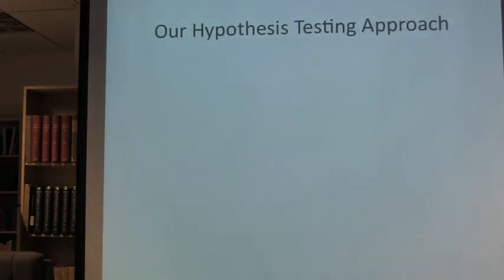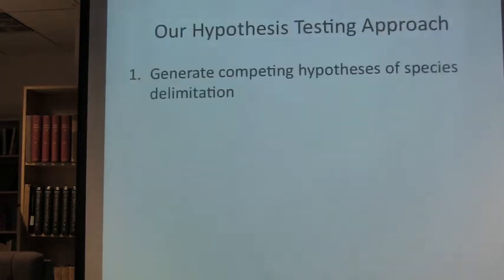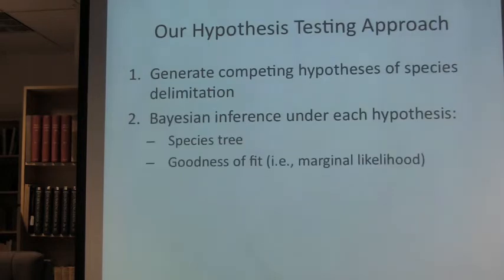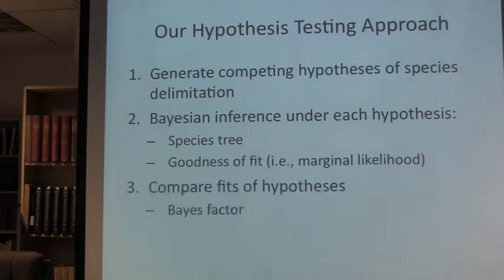Our hypothesis testing approach begins again by generating competing hypotheses of species limits. We then use Bayesian inference to infer the species tree directly from multilocus sequence data, while also coming up with a goodness of fit for each hypothesis, here quantified as the marginal likelihood. And we can compare these marginal likelihoods using the Bayes factor to allocate statistical support.